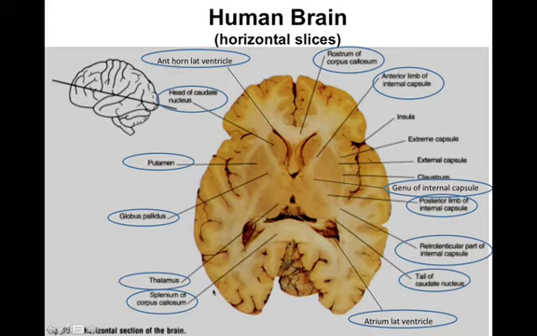Again, also in the splenium, we see a similar type of theme where the corpus callosum helps to connect the two different hemispheres. And we have this sort of forceps-like area here where a lot of the different fibers are bundling together to cross over to the other side.